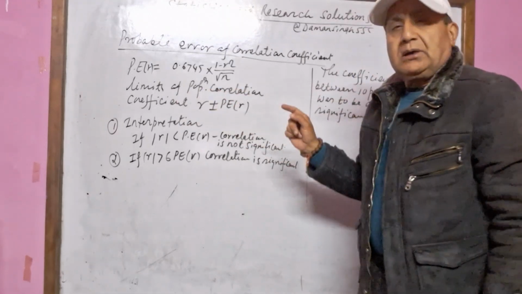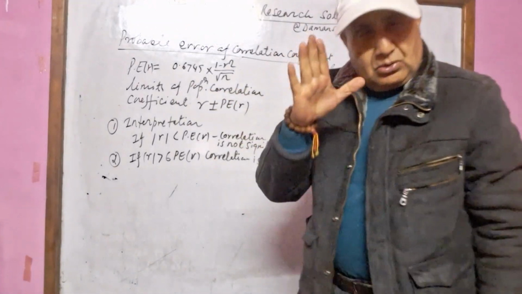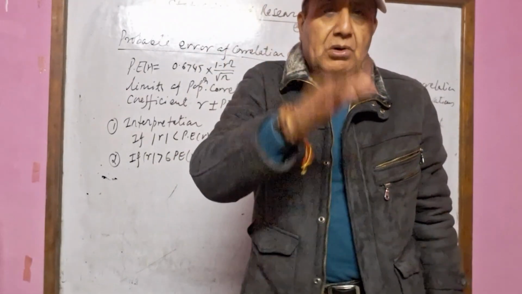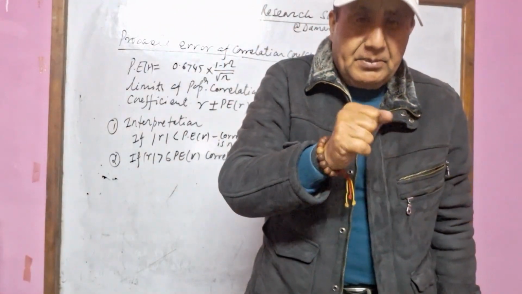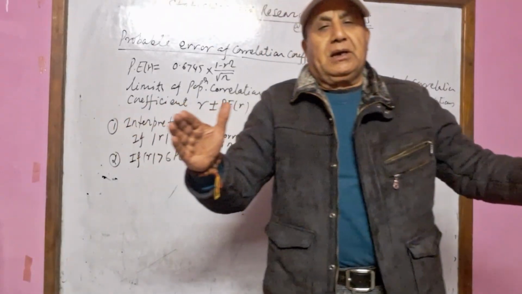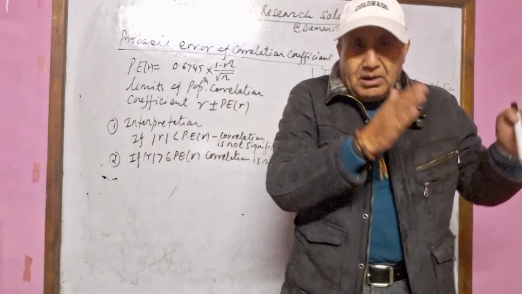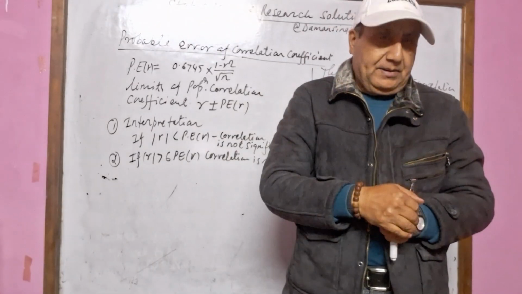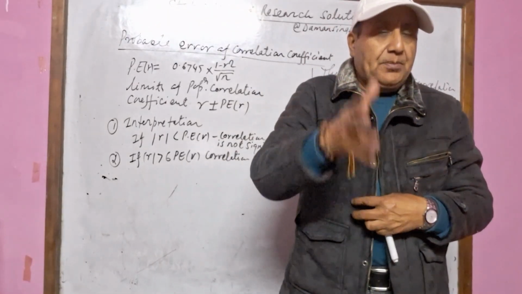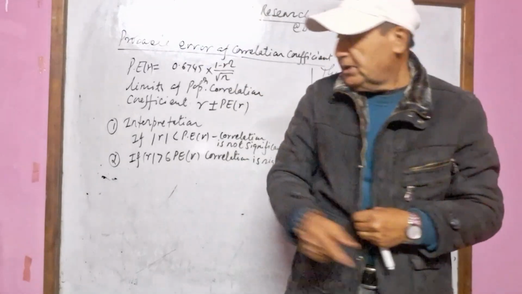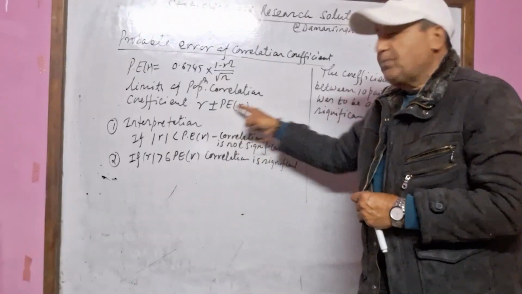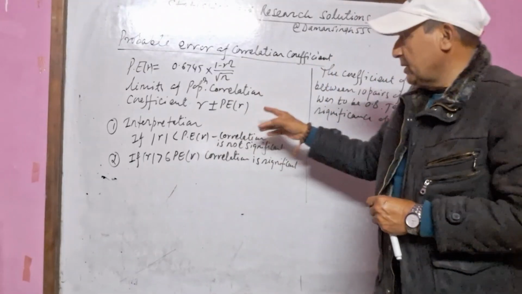Now, limits of population correlation coefficient. Limits of population correlation coefficient means what is the limit? The maximum and minimum limits of the value of R. That is the limits of population correlation coefficient. So we always calculate R plus minus PE, probable error and R.